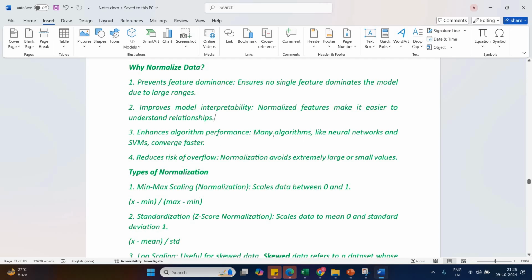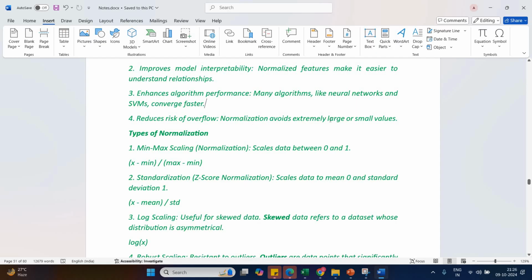Enhance algorithm performance. Many algorithms like neural networks and SVMs converge faster. They have the capacity to converge faster. I mean, they can calculate the loss function, and after the loss function they can calculate the ideal function or the ideal equation which will be predicting the output values. They can really do it faster, right? So that's why, if you have normalized data, they easily converge.